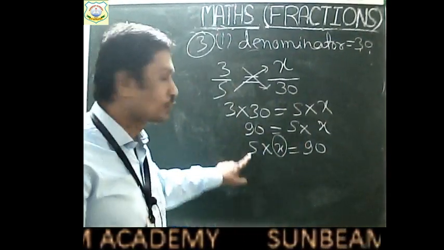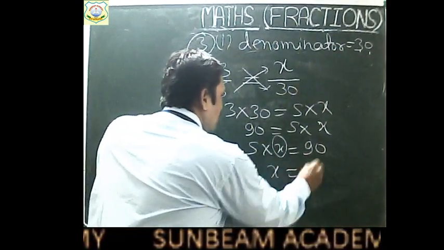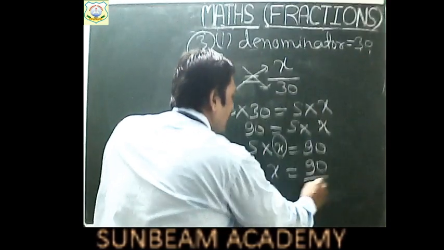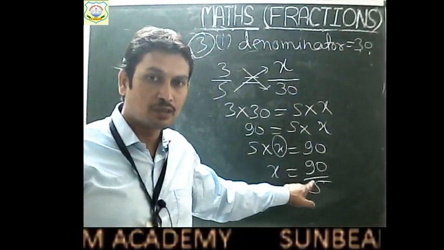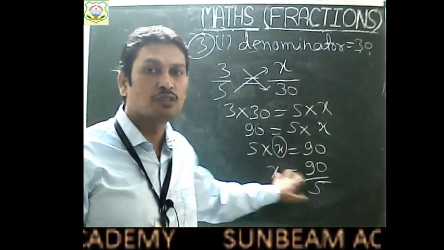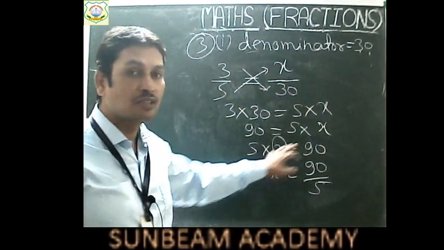So if we are transposing 5 from this side to the other side, then on the other side 90 will get divided by 5. Okay, so the number that is on top, beta, goes to the bottom. The number by which we multiplied, we will now divide by that number. Clear? So x equals 90 by 5.